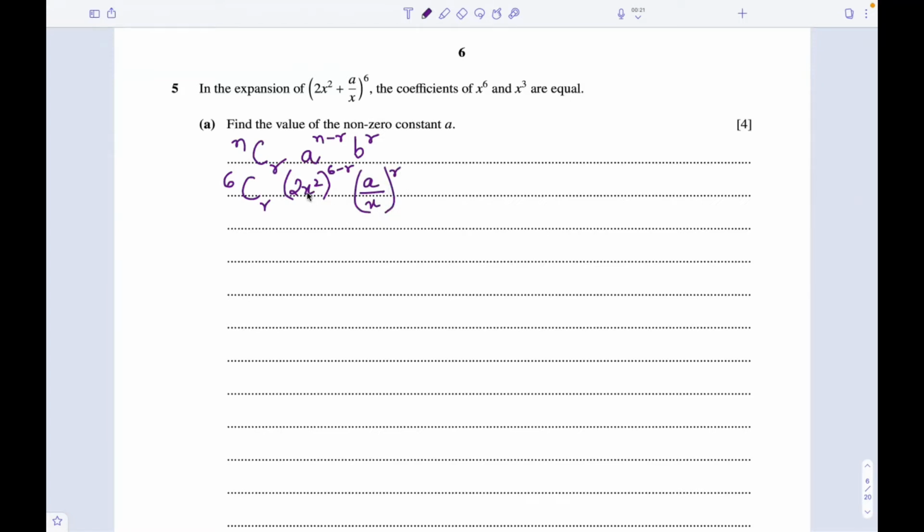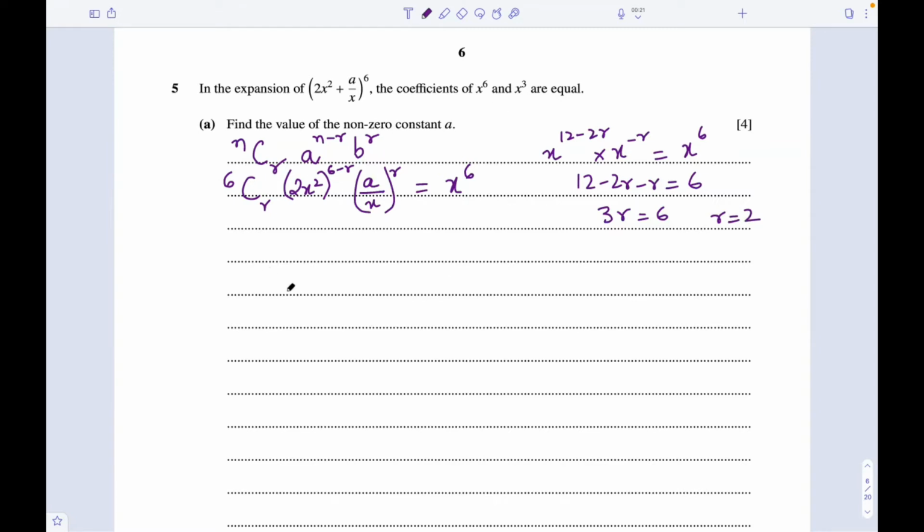Now what we know is that for a particular value of r, the powers of x will cancel out and become x to the power 6. Just taking the powers of x, this will become x to the power 12 minus 2r. This will become x to the power minus r, as x is in the denominator. We are looking for the value of r which will give us x to the power 6. So we write 12 minus 2r minus r is equal to 6. So 3r is equal to 6, and r will be equal to 2.